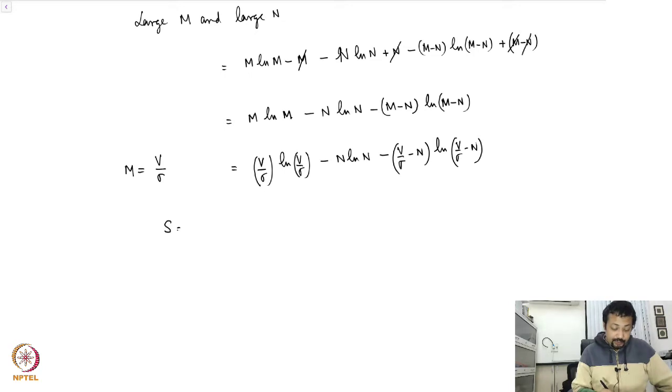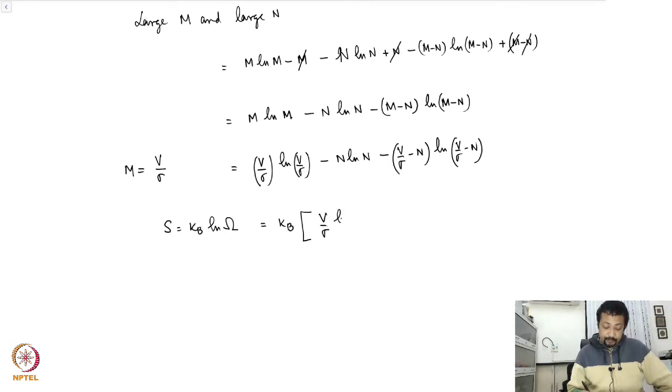So the entropy then is Kb ln omega. This is for the microcanonical ensemble, and we have seen this earlier. We have derived this earlier and we have used this earlier also. So this becomes Kb v over sigma ln v over sigma minus n ln n, minus v over sigma minus n ln of v over sigma minus n.